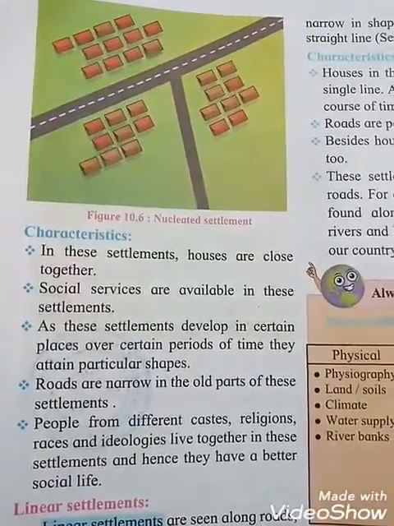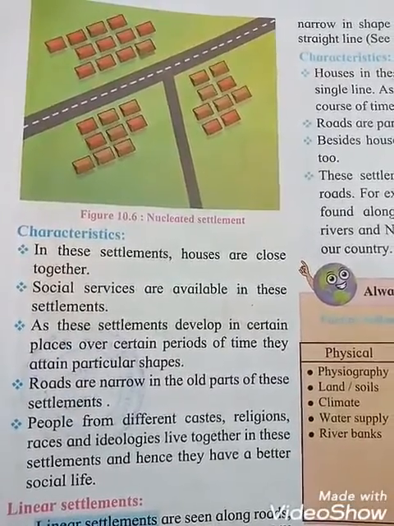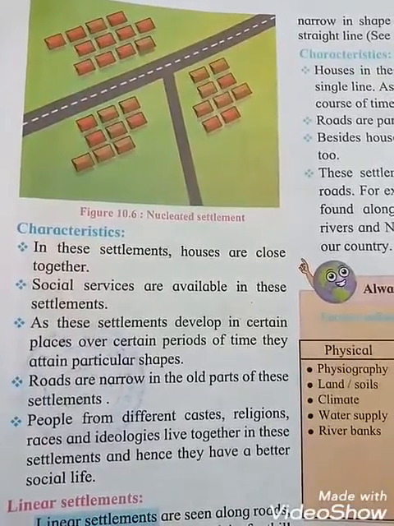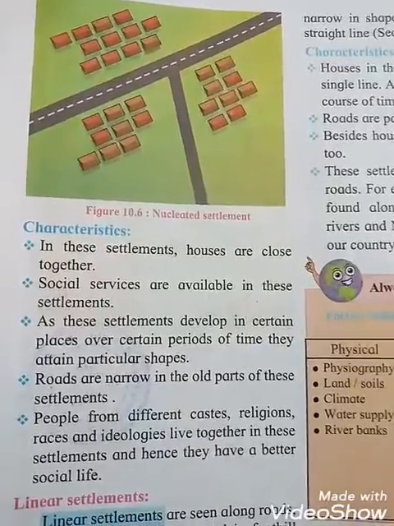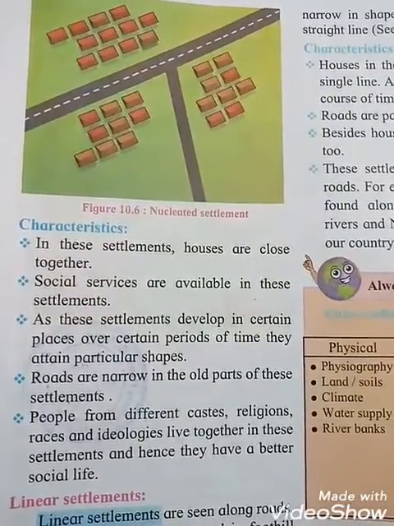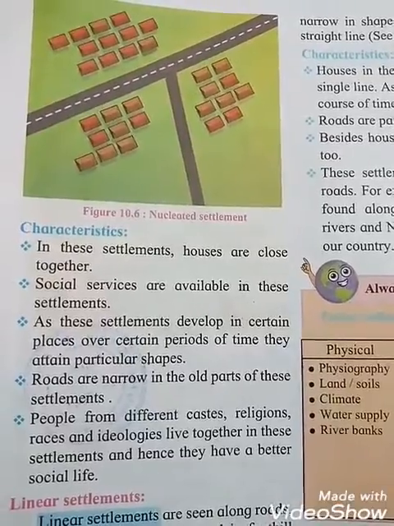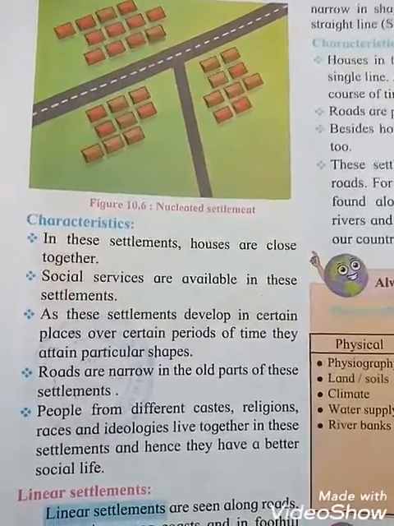Next, as the settlements develop in a certain place over certain periods of time, they attain particular shapes. Roads are narrow in the old part of these settlements.